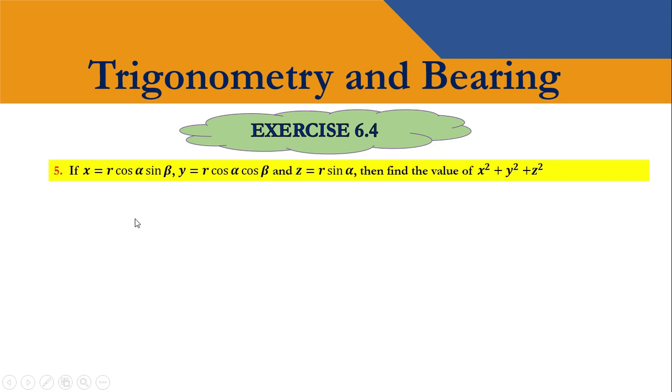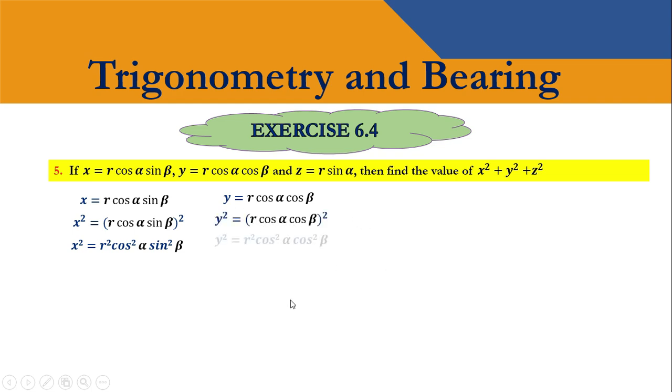Now we will solve question number 5. In this question, the values of x, y and z are given to us, and we need to find the value of x square plus y square plus z square. So it is clearly understood that we have to square all these equations on both sides. So taking the square of the x value on both sides, we will get this equation. Now taking the second equation and squaring both sides, we will get this equation. Now take the third equation and square both sides, you will get this equation.